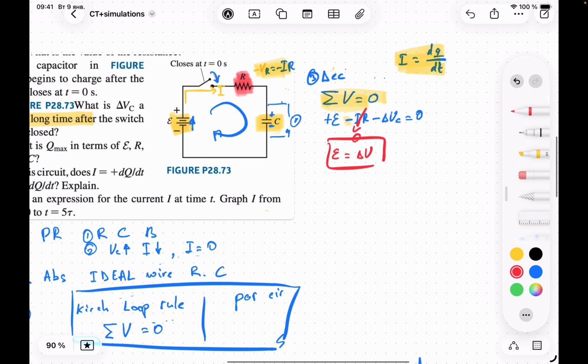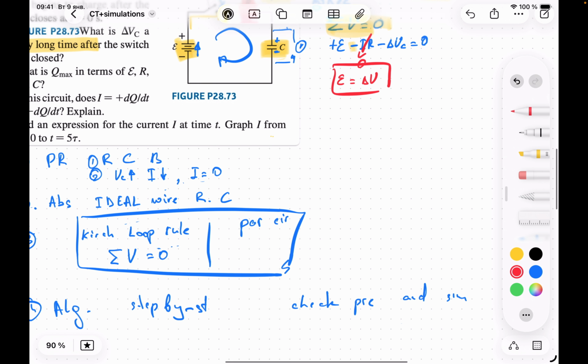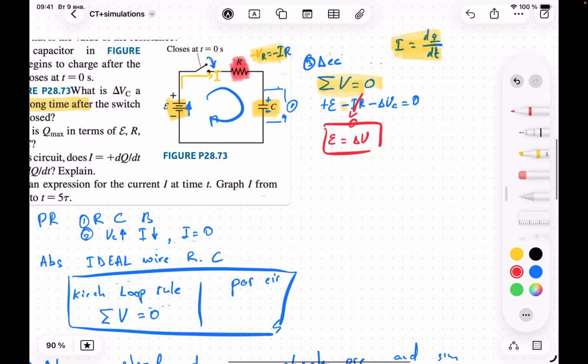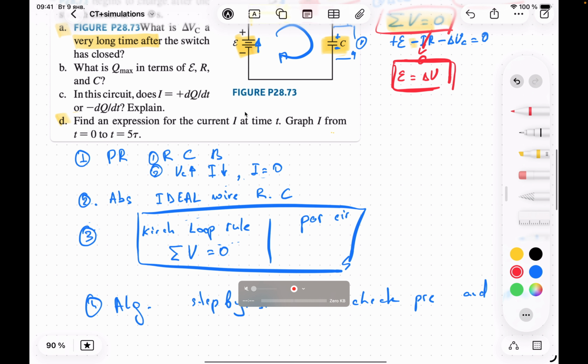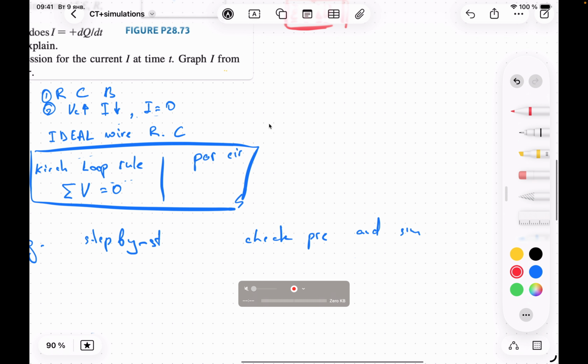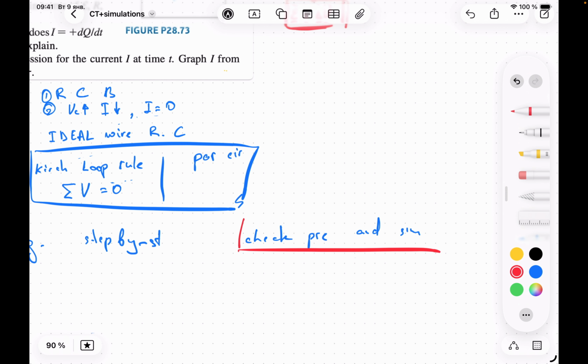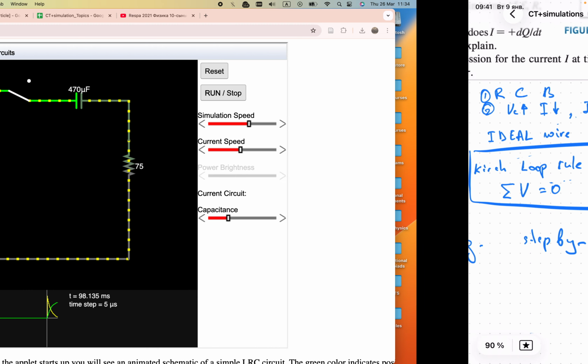So you see, they have step-by-step solutions. We wrote Ohm's law, Kirchhoff's law, the definition of the current, and the final answer. Okay, that's our step-by-step solution. So the last one is that we have to check this predicted value with the simulation.